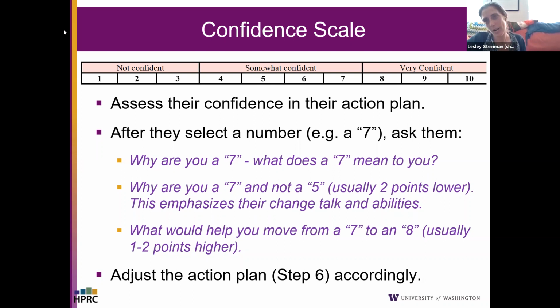And then the last question you want to ask, unless they're a 10, is, what would help you move higher? So not from a 7 to a 10, but what would help you get 1 or 2 points higher on the confidence scale? Is there anything else we want to change or write down on this action plan? The reason we do that is this is your chance to make adjustments and anticipate barriers: weather, time, money, food, you name it. Anticipate things that are going to come up, adjust the plan accordingly, and then move on and start to do the behavioral activation.